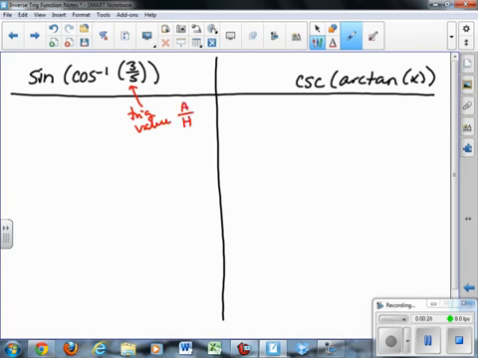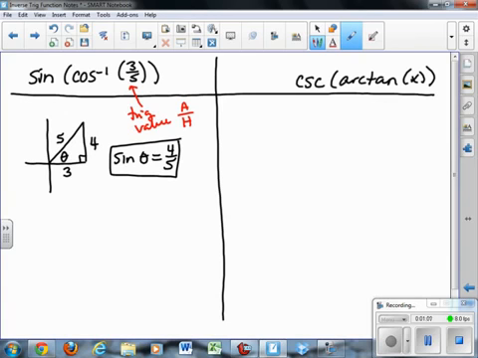So I'm going to draw a quadrant 1 triangle, since it's positive, with an adjacent side of 3 and a hypotenuse of 5. Using the Pythagorean theorem, or just remembering that this is a special Pythagorean triple type triangle, you can figure out then that the opposite side is 4. I want to find sine of the angle that has 3/5 as its cosine value. So I'm just wanting to find sine of this angle. Sine of theta is opposite over hypotenuse, or 4/5. So that is the answer.